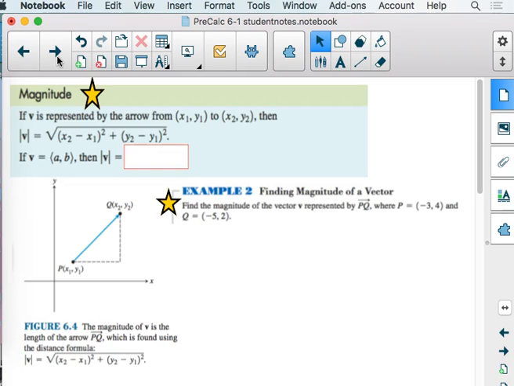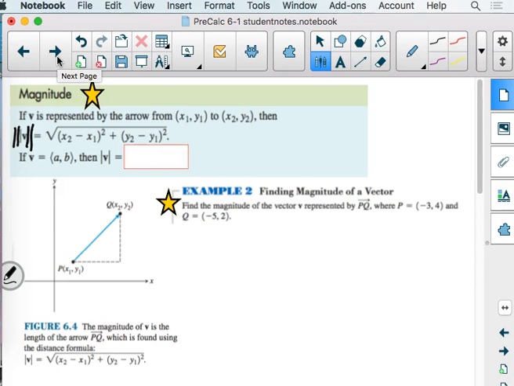So we see what should look very familiar, which is the distance formula right here. If you want to know the length, you find the difference between the x's, square it. Find the difference between the y's, square it. Add them together and take the square root. That's the distance formula. But now, hey, this is equal to the magnitude of the vector. So the magnitude of the vector is length.